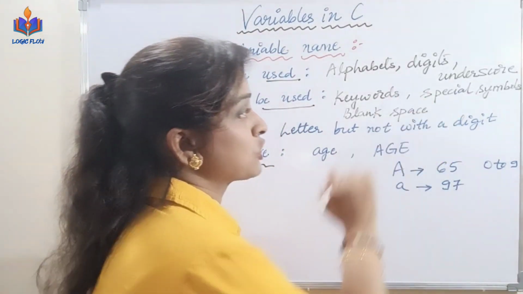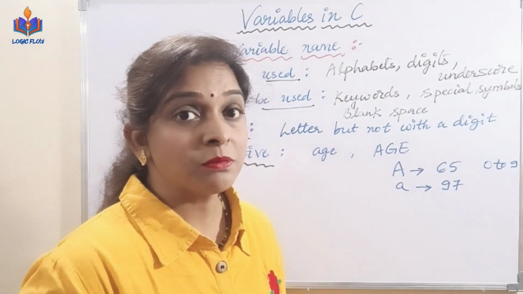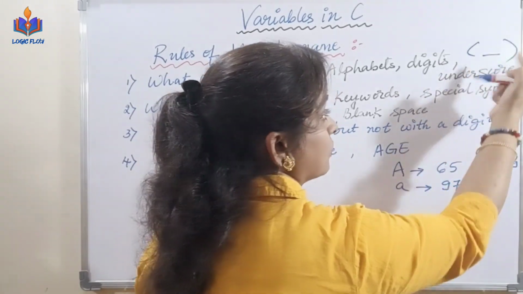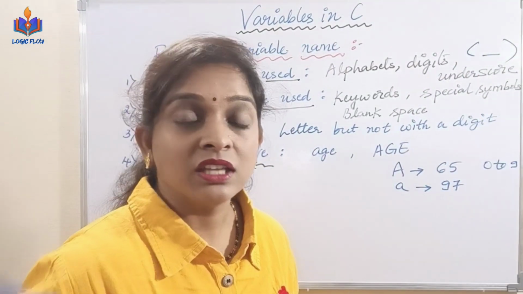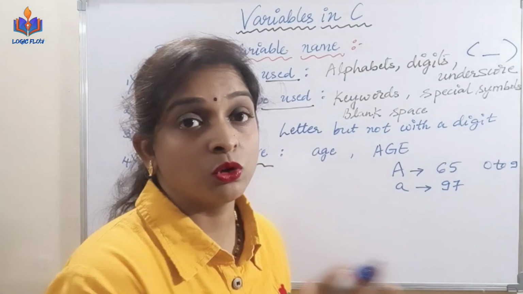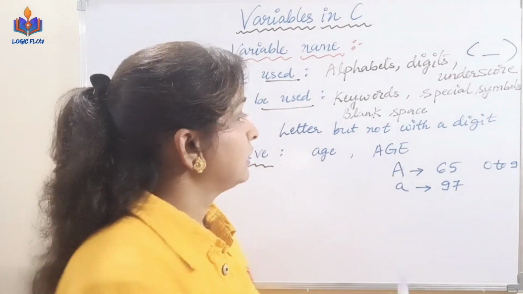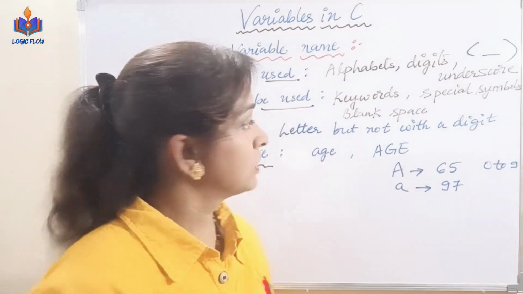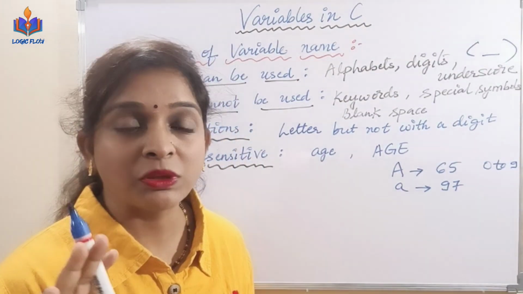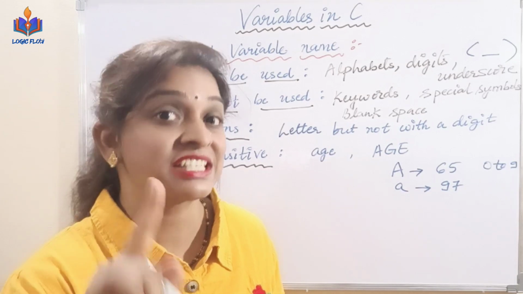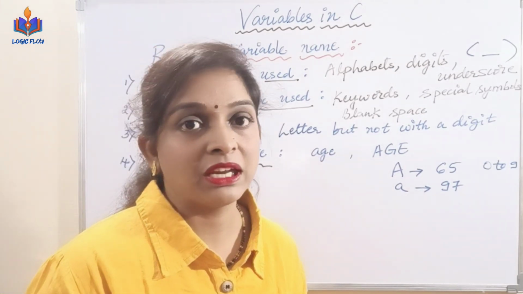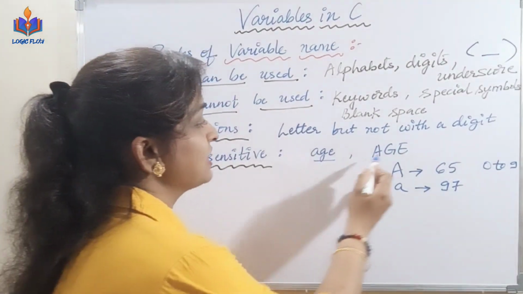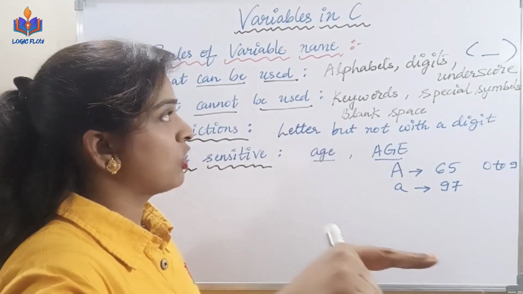Then we have special symbols. The only allowed special symbol is underscore. The other special symbols are not allowed in a variable name. Then blank space, empty space, cannot be used. It should start with a letter but not with a digit. It's a restriction. The variable name should start with a letter but not with a digit, and it is case sensitive. Let me give some examples for all these things.